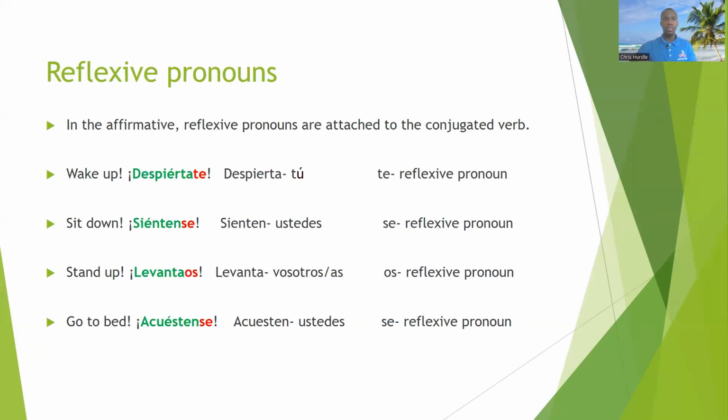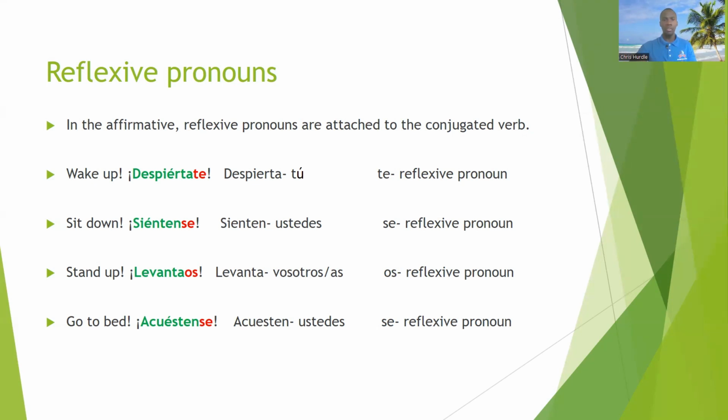And the same thing applies with reflexive pronouns. They are attached to the conjugated verb. And I would have done the same breakdown here as I did with the object pronouns. So we conjugate the verb according to the form, the person being addressed, and then we add the reflexive pronoun. Okay? So despiértate. Sit down, siéntense. All right? Stand up, levantaos.